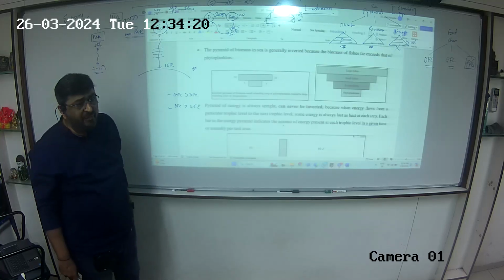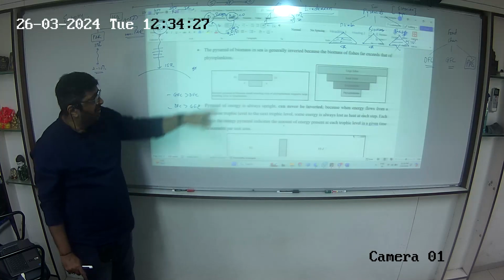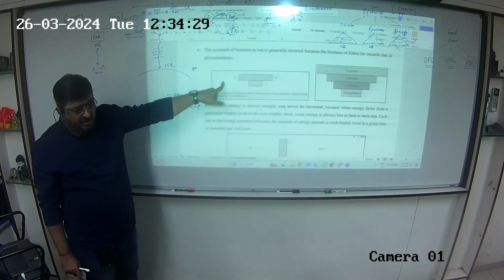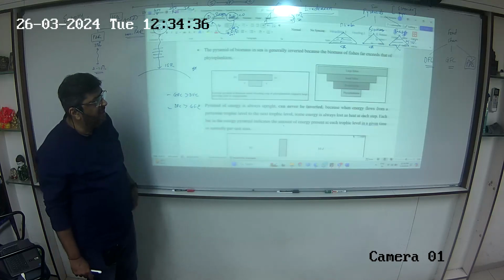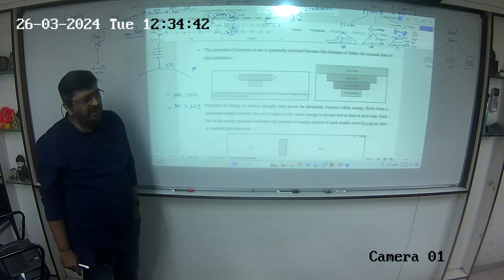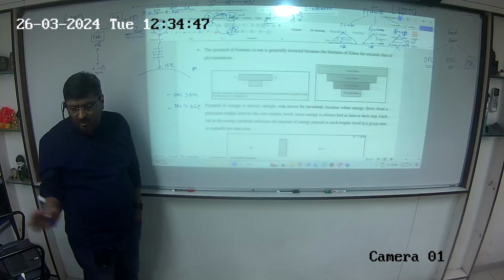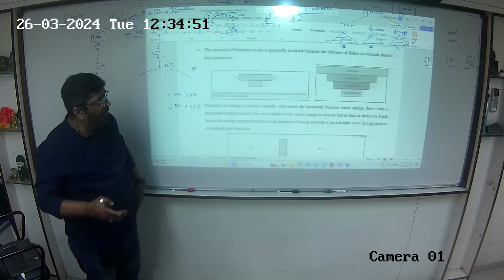The pyramid of biomass in the sea is inverted. This is your NCERT diagram, please. Pyramid of biomass in the sea is inverted because the biomass of fishes is more than that of phytoplanktons. Plankton was defined at the start: they are those organisms which are floating passively along with the water currents, right? So they can go on to other systems also. Okay.